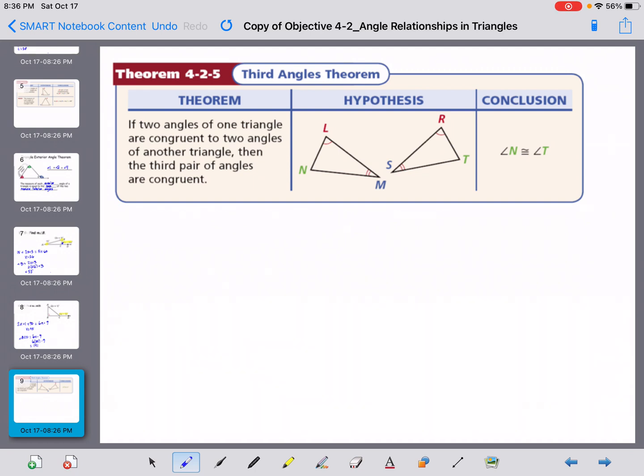So, another little thing that you want to remember when you're working on the problems today, if you have two angles of one triangle that are congruent to two angles of another triangle, then that third pair of angles that you have is automatically going to be congruent. There's only so many ways you can add and subtract to get 180. So if you're subtracting the same two numbers on both of those triangles, then what you've got left over is also going to be the same number.